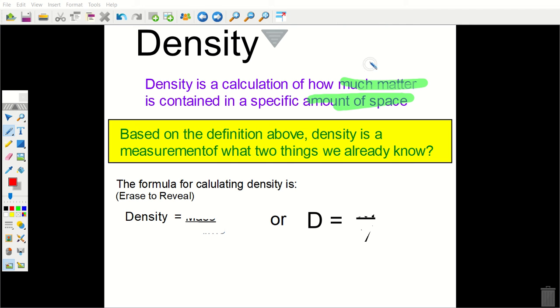So here we're dealing with mass, which is the amount of matter in an object, and volume, which is the amount of space something takes up. So we know that density deals with these two concepts, and we need to utilize them in a calculation. The formula to calculate density is mass divided by volume equals density, or density equals m over v.